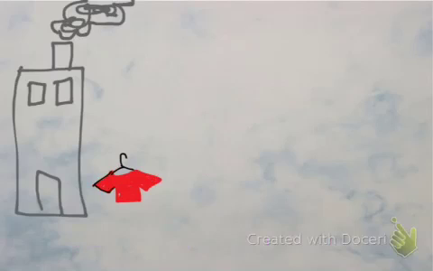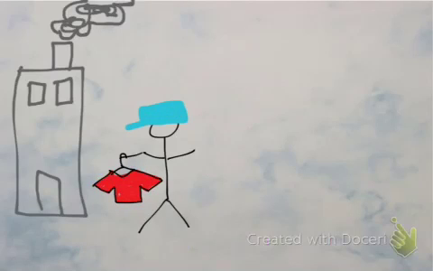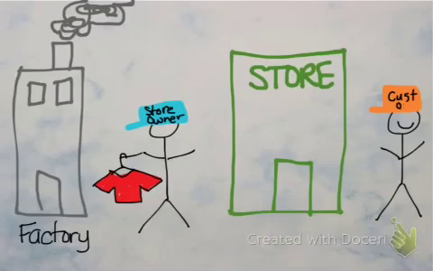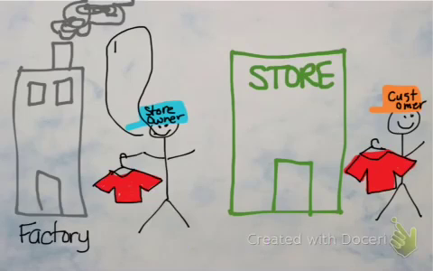Okay, so this problem has to do with buying and selling and the markups that are involved. In the first situation, we have a factory, and the store owner is purchasing something, in this case a shirt, from the factory. Then that store owner goes to the store and sells the same shirt to the customer.